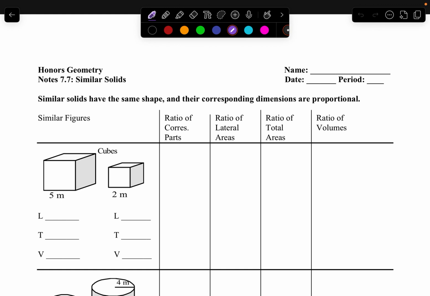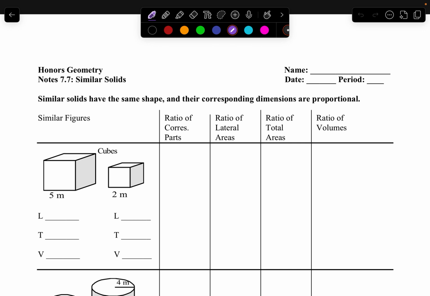Hello everyone. This video is going to cover our very last set of notes in Unit 7, which are similar solids. We talked about similar figures in Unit 6 when we did our SPA chart. And so we are essentially doing the same thing, but now we are doing them with three-dimensional shapes, which means that we get to add on volume as the last part of our SPA chart, and we will now have a SPAV chart.